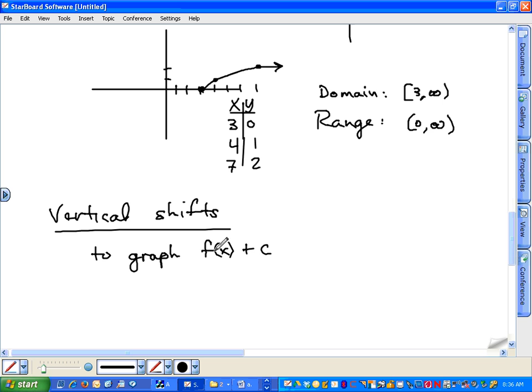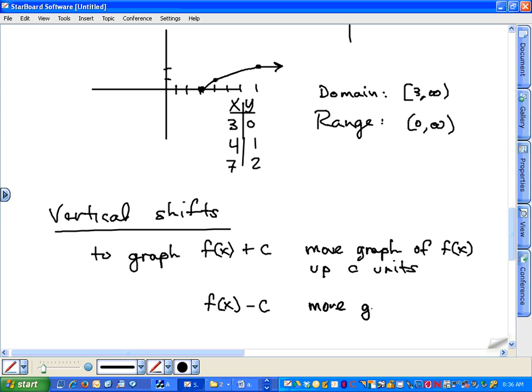So to graph f of x plus c, move the graph of f of x up c units. Okay. To graph f of x minus c, you move the graph of f of x down c units.